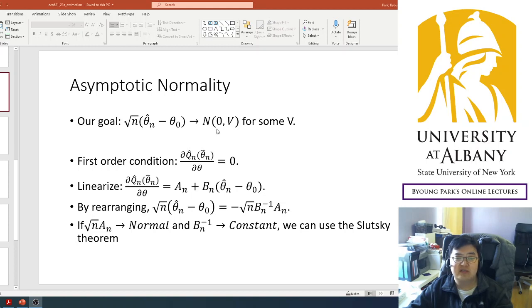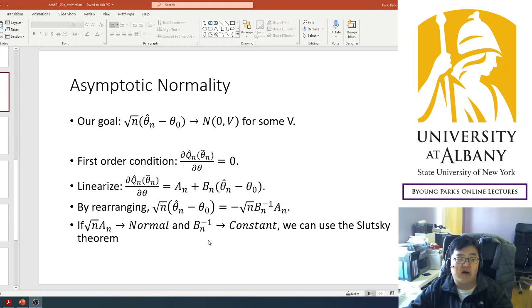So to show this limiting distribution, we need to show this converges to the normal distribution. And it requires two separate convergences. First, we are going to show that square root n times a n converges to a normal distribution by the central limit theorem. And then the other, b n inverse, will be converging to a constant, actually a constant matrix. It must be a matrix.